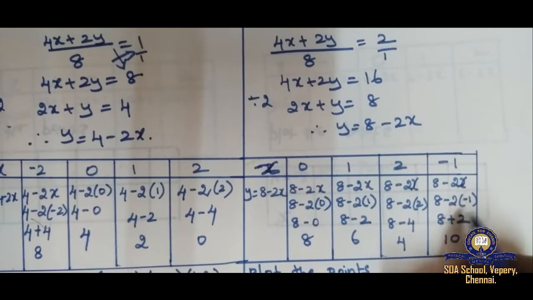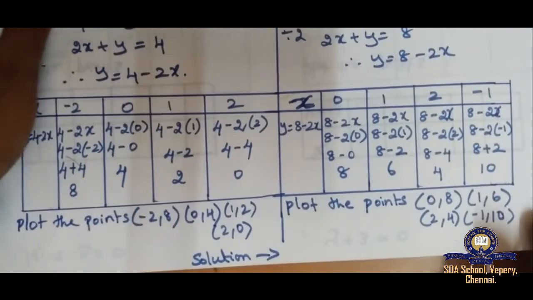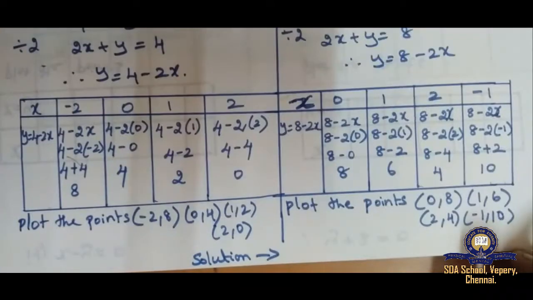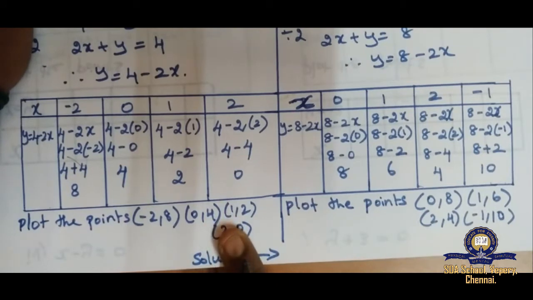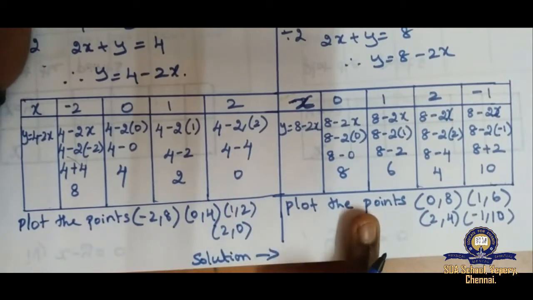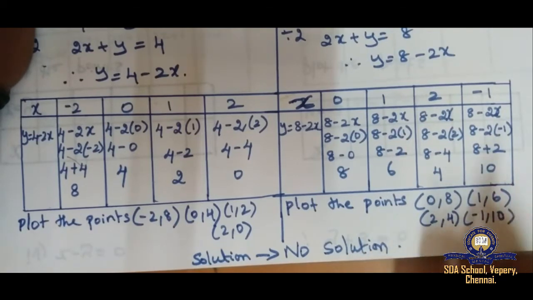Minus into minus is plus, 2 into 1 is 2, 8 plus 2 is 10. So what should be plotted here? 0, 8, 1, 6, then 2, 4, and here minus 1, 10. Just plot it and see, it will not join at all. Both of them will not join. If you plot this in the same page, they will go separately. So there won't be any solution in this graph.